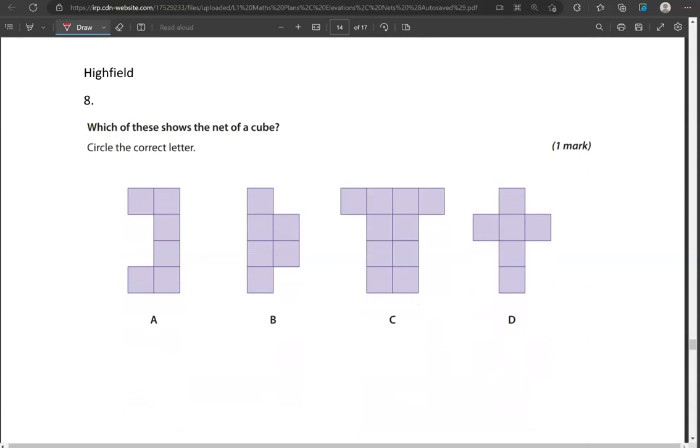Which of these shows the net of a cube? Again, we're looking for 6 square faces. We've got 1, 2, 3, 4, 5, 6 here, but we've got them both on the same side, these 2 flaps, so that's not correct. Same thing with B, so not correct. Looking at C, we've got way too many of these square shapes, so not correct either. D is the correct one.